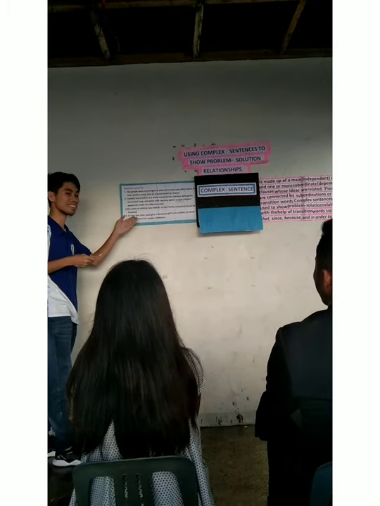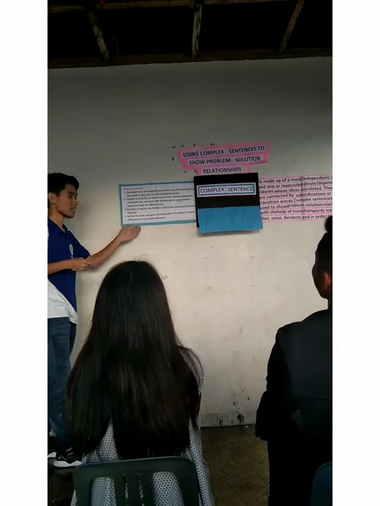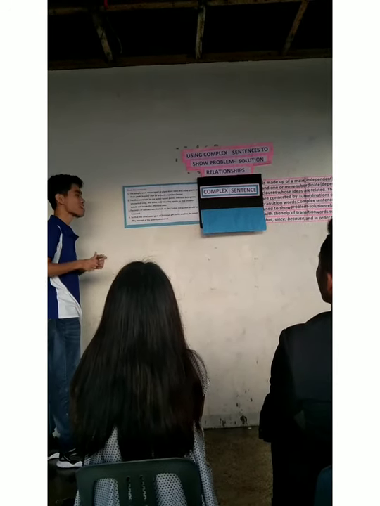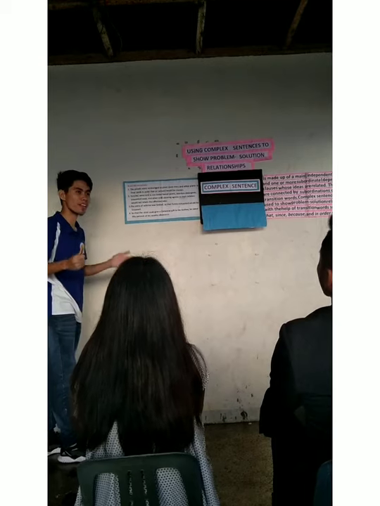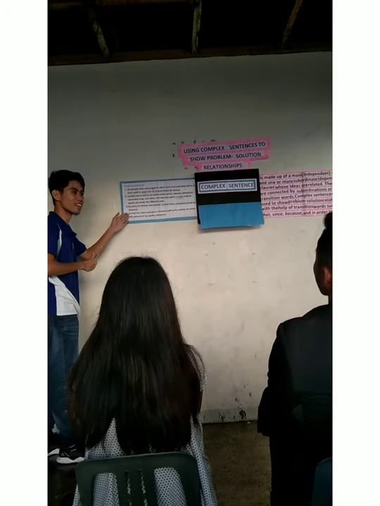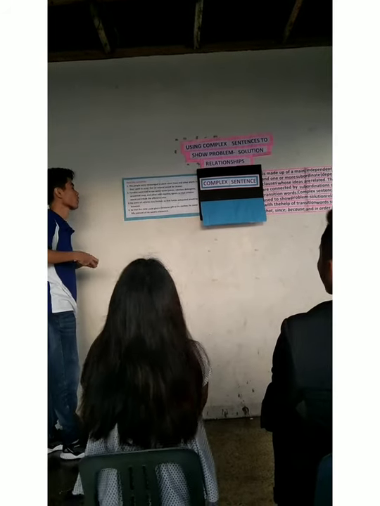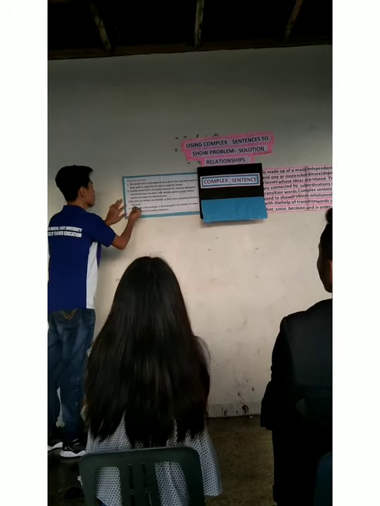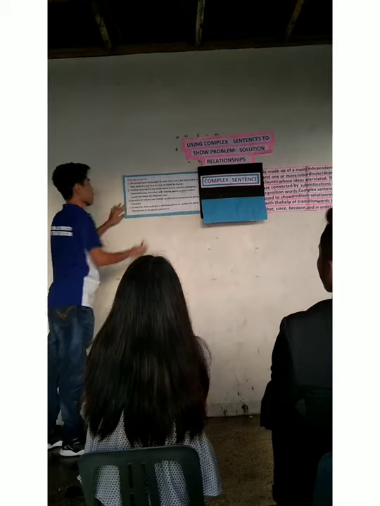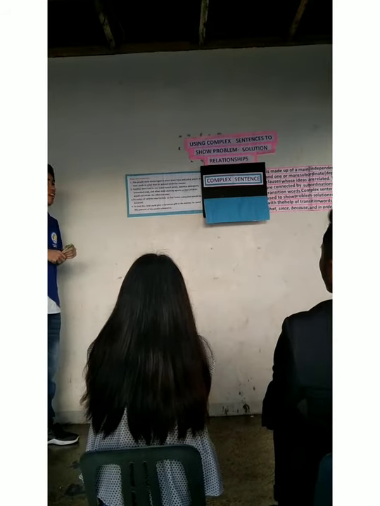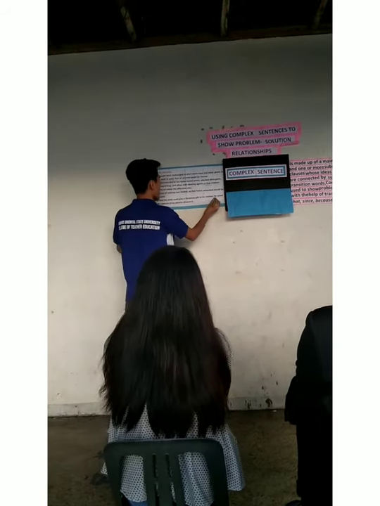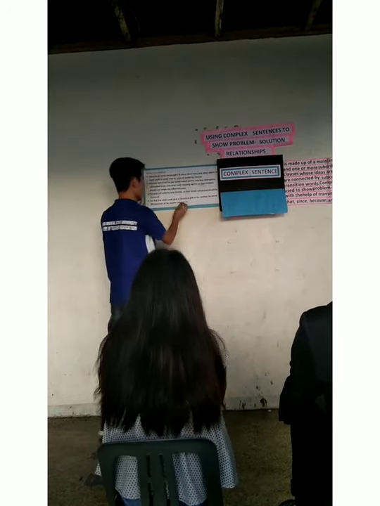What type of sentence is this? Complex sentence. Yes, complex sentence. Now, which clause is a dependent clause and which one is not dependent? The first one is the dependent clause, correct. And the independent clause is the second clause.